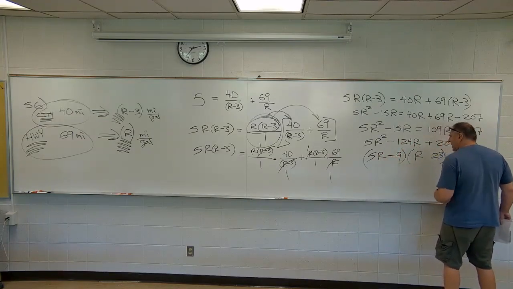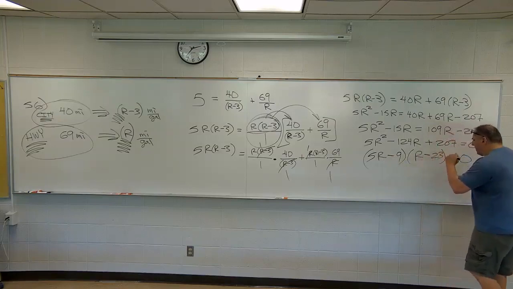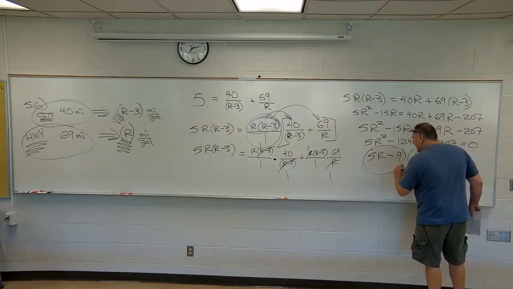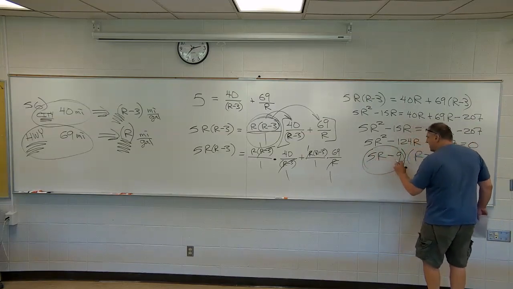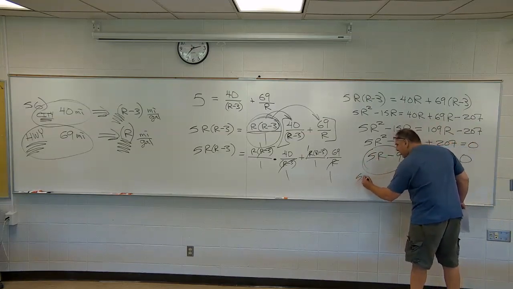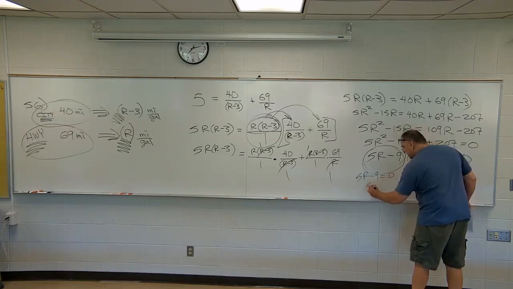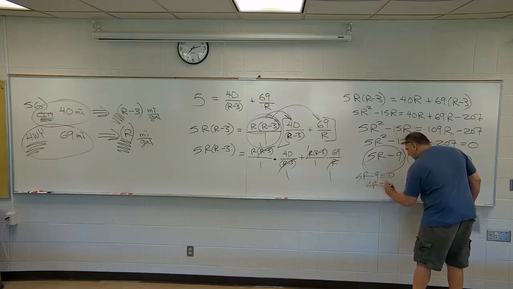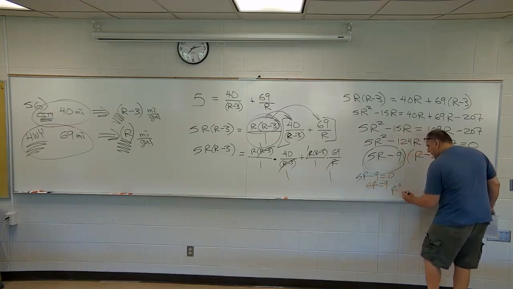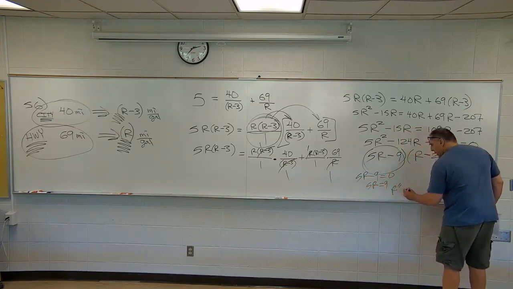I'll make that a minus. I'm going to make that a minus. I think we hit the jackpot. Set this guy equal to 0. 5R minus 9 equals 0. That's 5R equals 9. R equals 9 divided by 5. 9 divided by 5 is 1.8 miles per gallon.